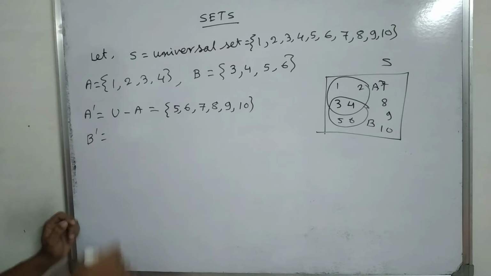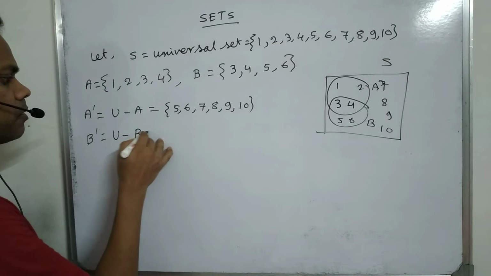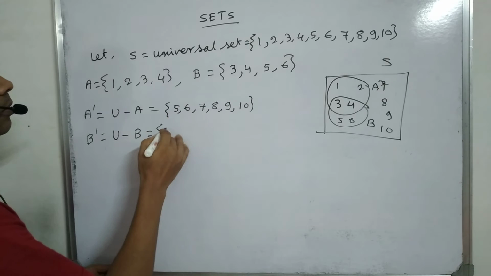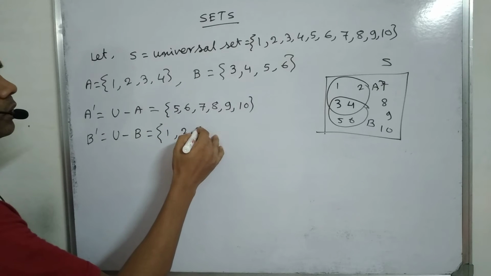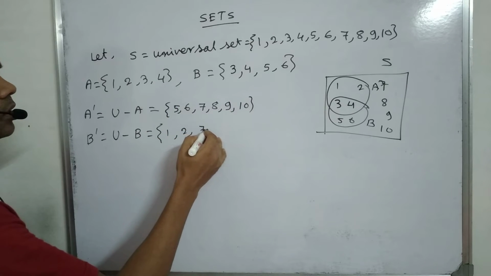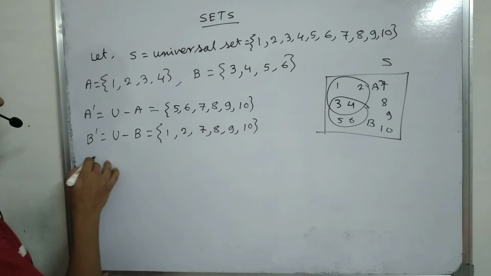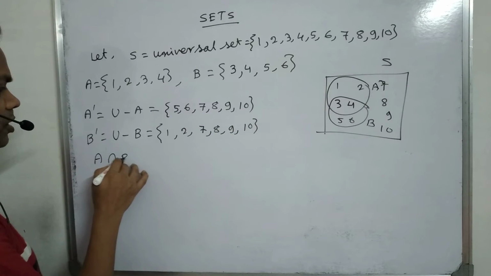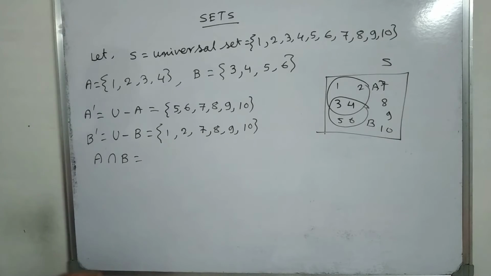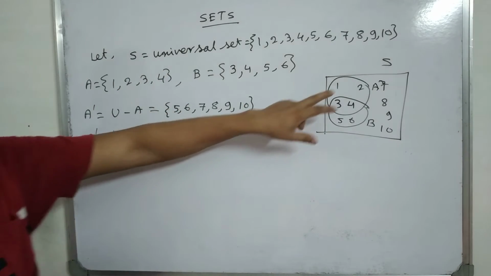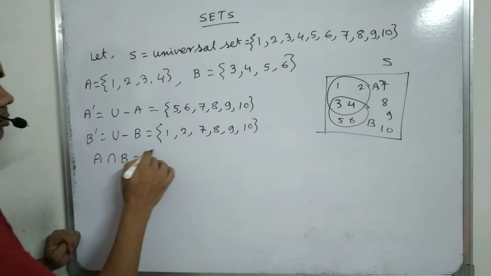B complement is other than B: 1, 2, 7, 8, 9, 10. A intersection B, that means common elements between A and B. Common elements of A and B are 3, 4.